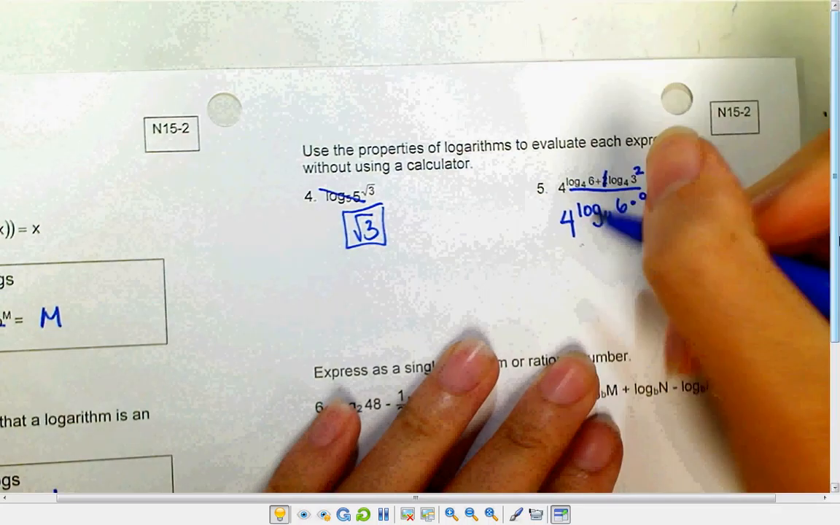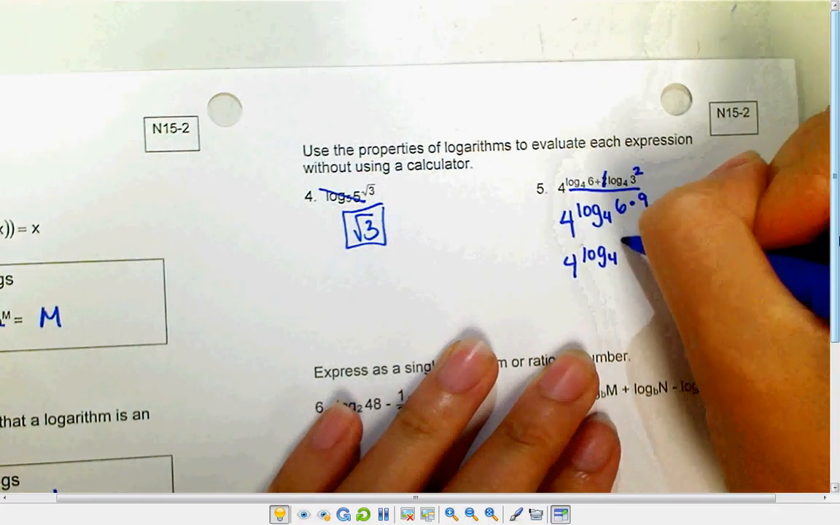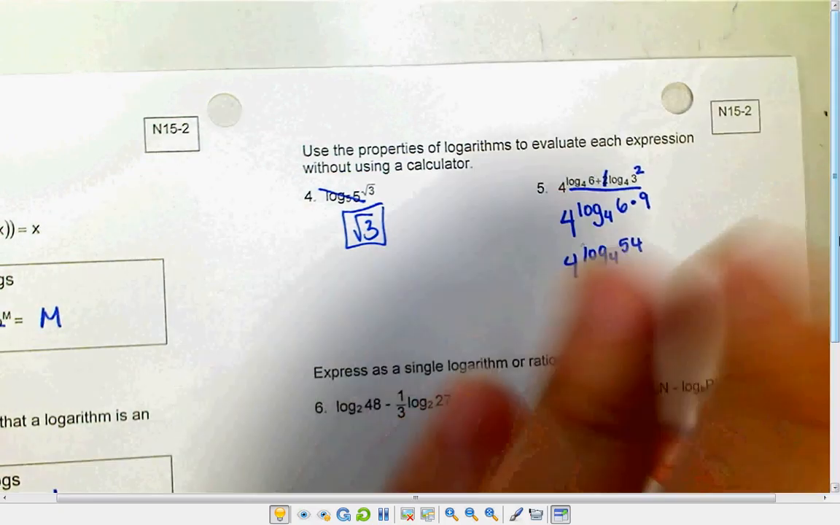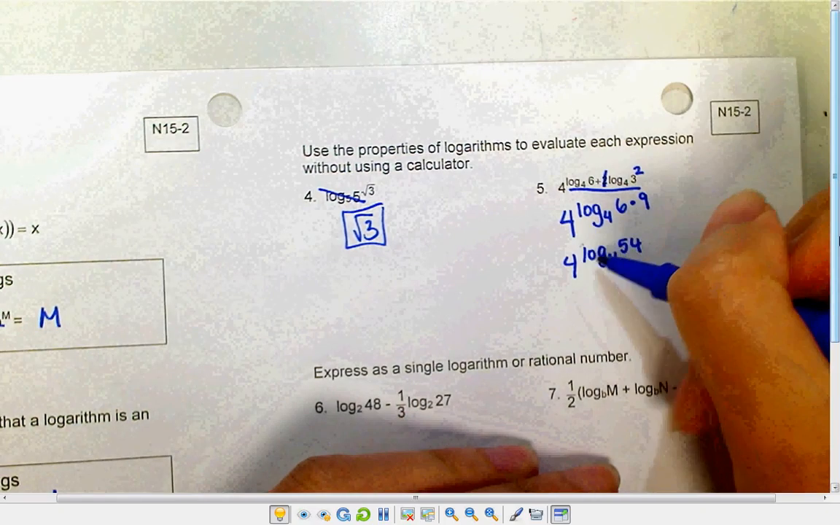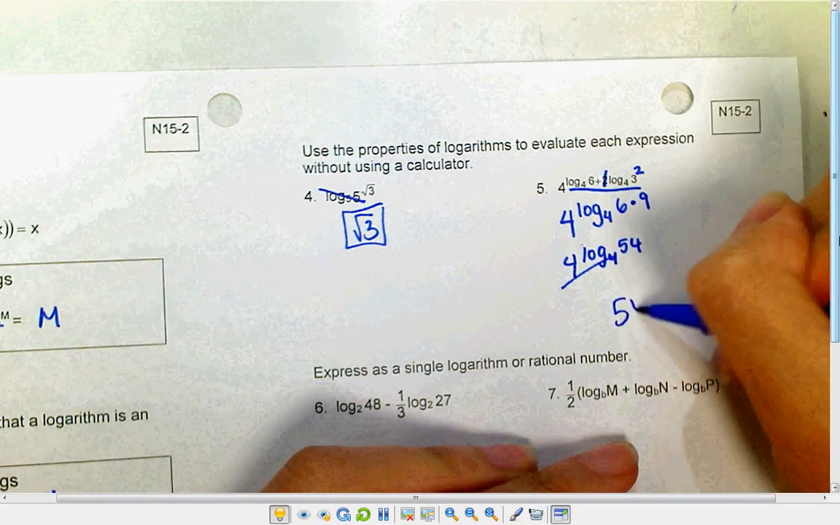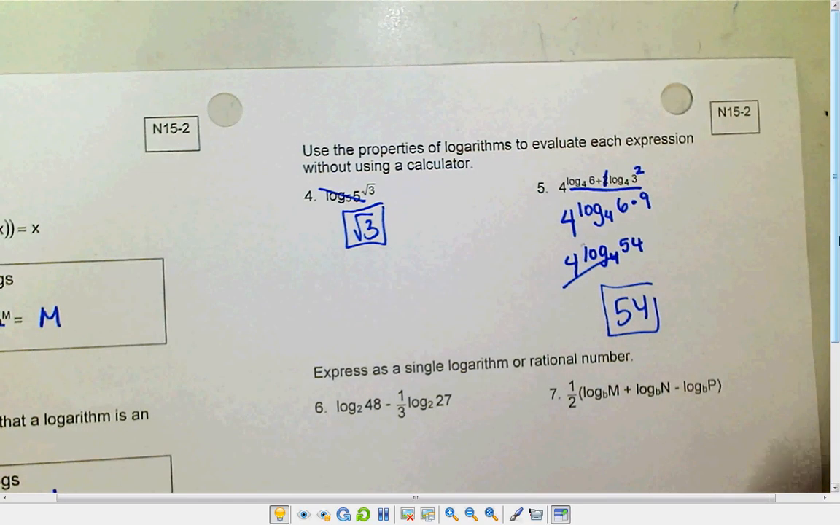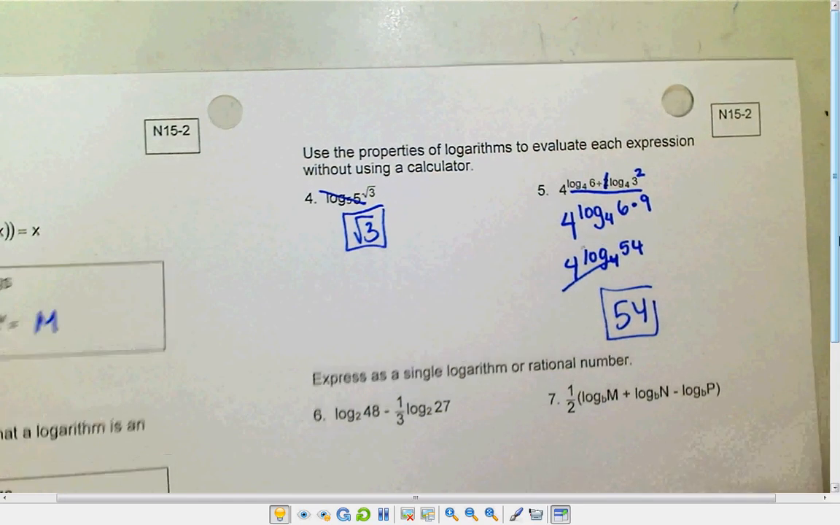So this is 4 to the power of log base 4 of 6 times 9, which is 54. And now that it's all one log, we can cancel out our 4 and our log to give us just 54. So first we need to make sure this is all one term before we can cancel it out.